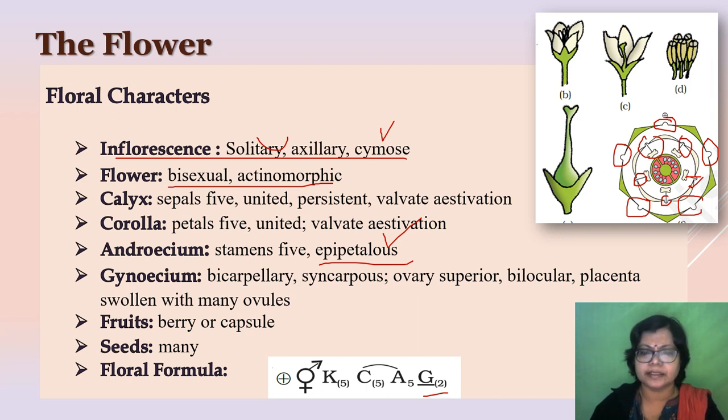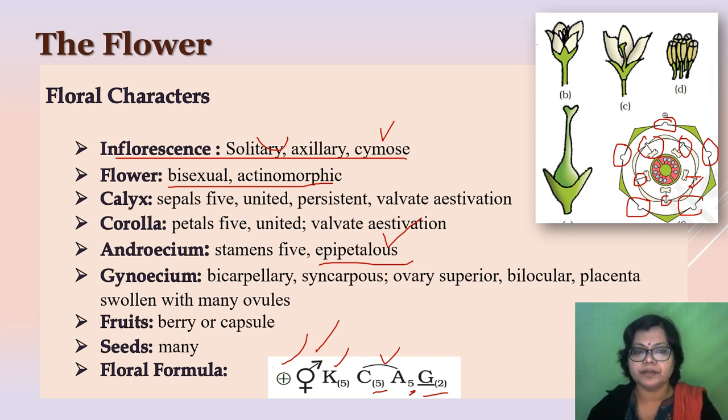So floral formula, as I told you, a particular sequence has to be followed. First one, that is actinomorphic or zygomorphic, it is actinomorphic. Then bisexual, calyx 5 in number, fused together, corolla, that is petals are 5 in number, fused together, that's why in a bracket. Androecium, stamens are 5 in number, they are free from each other, but the stamens are attached to the corolla, that is epipetalous, that's why this line is drawn or the bracket is drawn. Then the gynoecium, 2 in number, fused together, that's why within bracket, and the line below G means superior ovary.